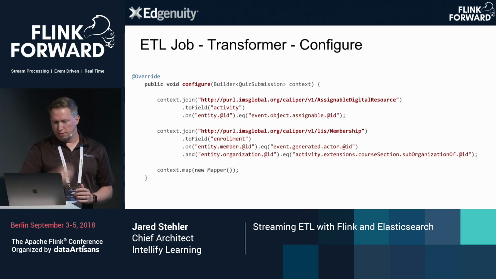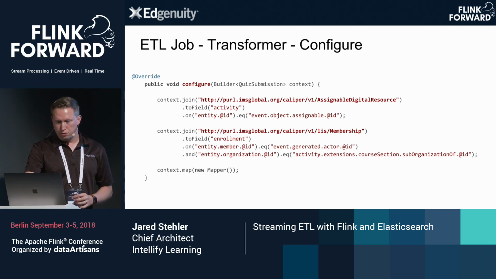In diving deeper into the context configuration, you'll see here that we're defining two joins that happen one after the other, and this is related to that earlier example I showed. So first, we're joining on assignable digital resource, where that digital resource's ID is equal to the event's assignable.id. And then we're going to take that digital resource and append it into the event object under the field activity.